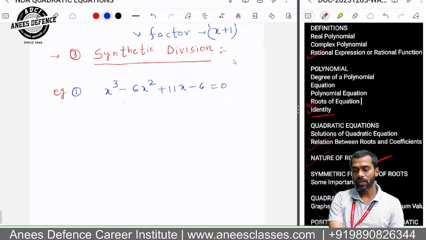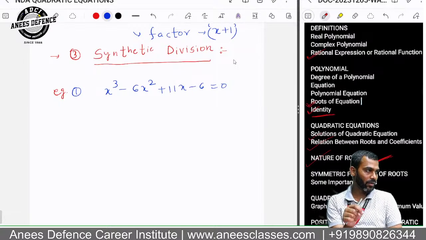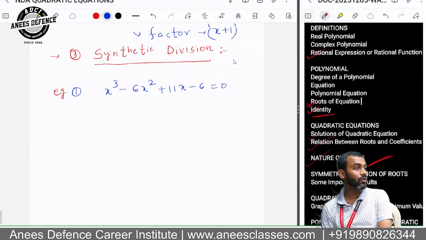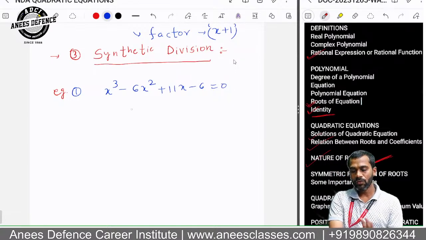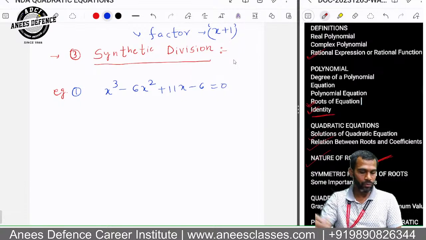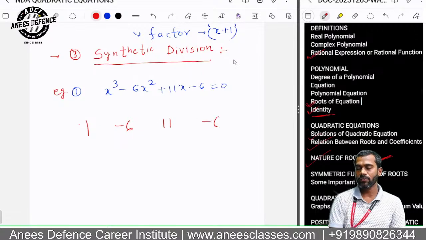So there are two purposes. Tell me the reason to use synthetic division. The first is to check whether the given number is a root of the given equation or not, and the second is to find the other roots if it is a root of the equation. Now, the first step is to write all the coefficients: 1, -6, 11, and -6.